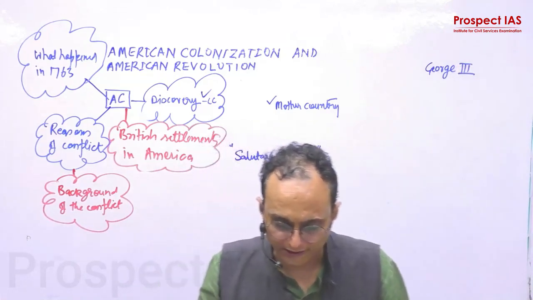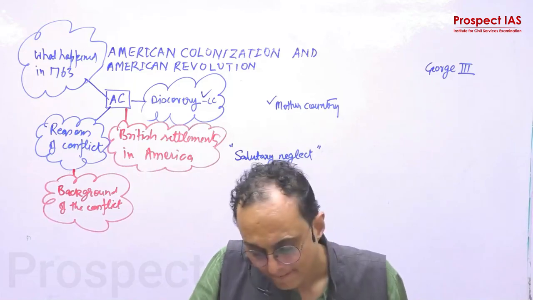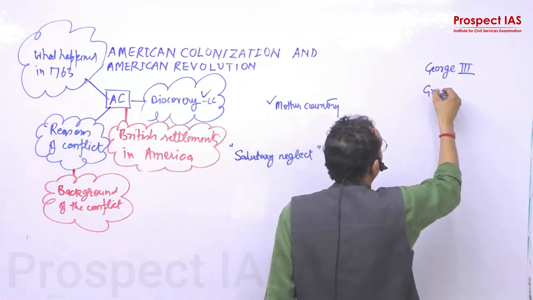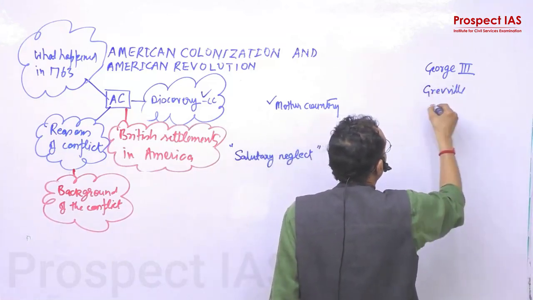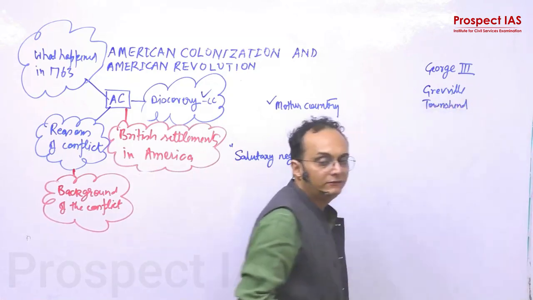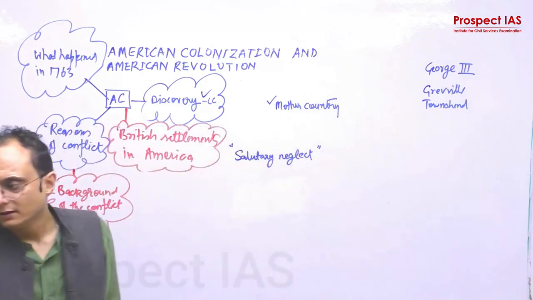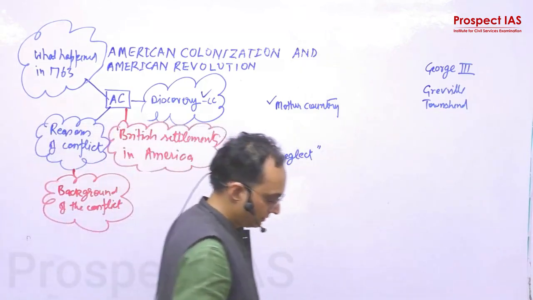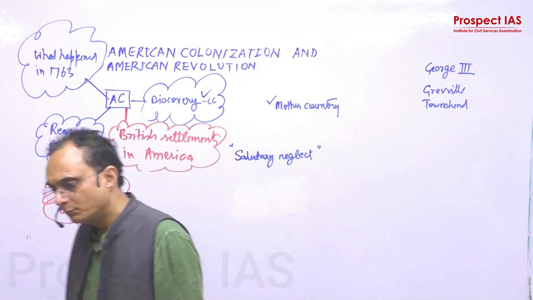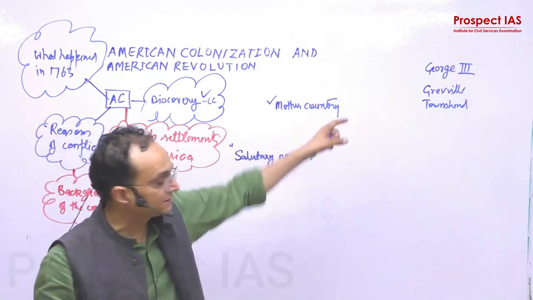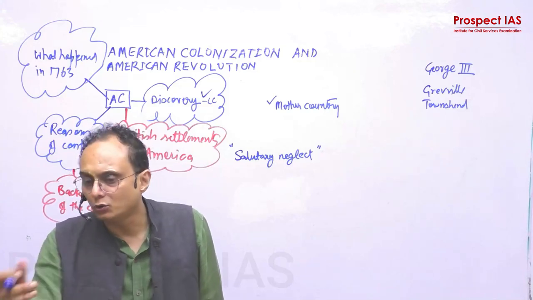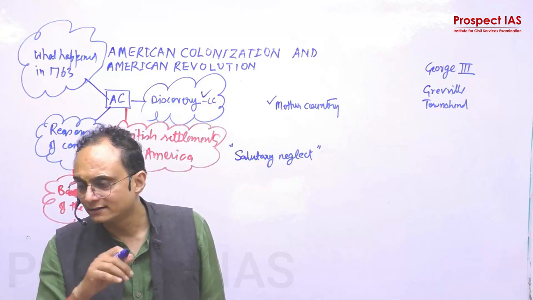के साथ दो लोग थे, एक थे ग्रेनविल और दूसरे थे टाउन्सहेंड. ग्रेनविल एंड टाउन्सहेंड, लिख लो. Okay, these two personalities assisted George III how to push industrial revolution and how to protect your mercantilist class.